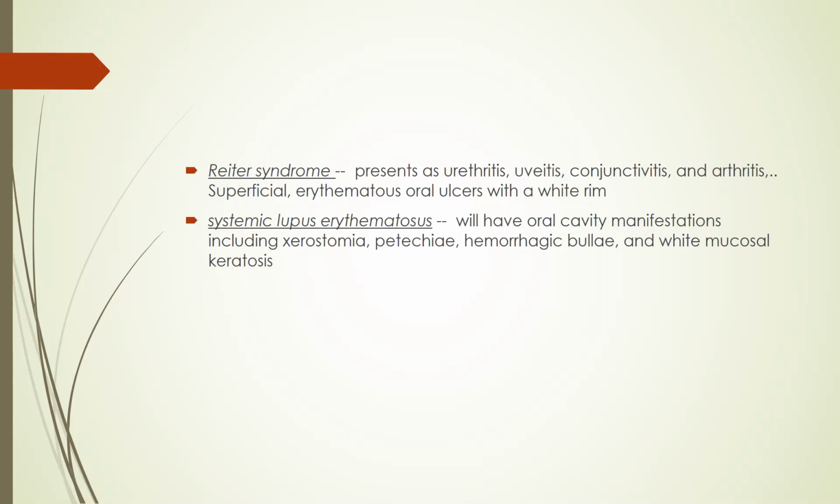How to differentiate? How to give your differential diagnosis? SLE, or systemic lupus erythematosus. These are oral cavity manifestations including xerostomia, petechiae, hemorrhagic bullae, and white mucosal keratosis. These are the conditions. This is also systemic.